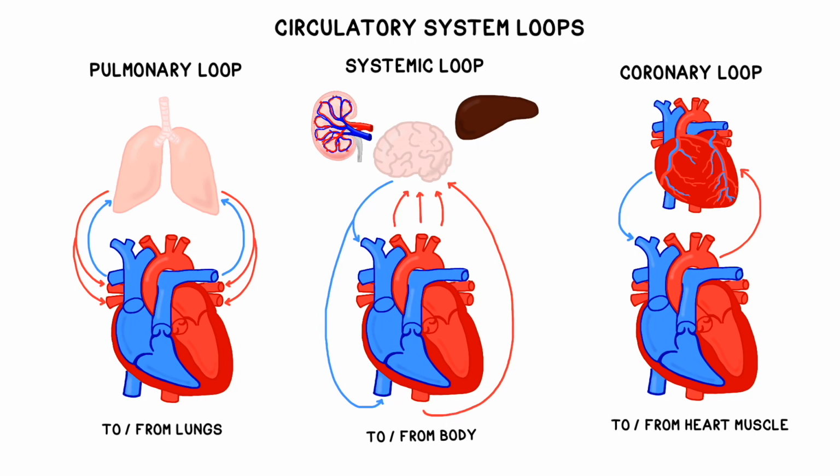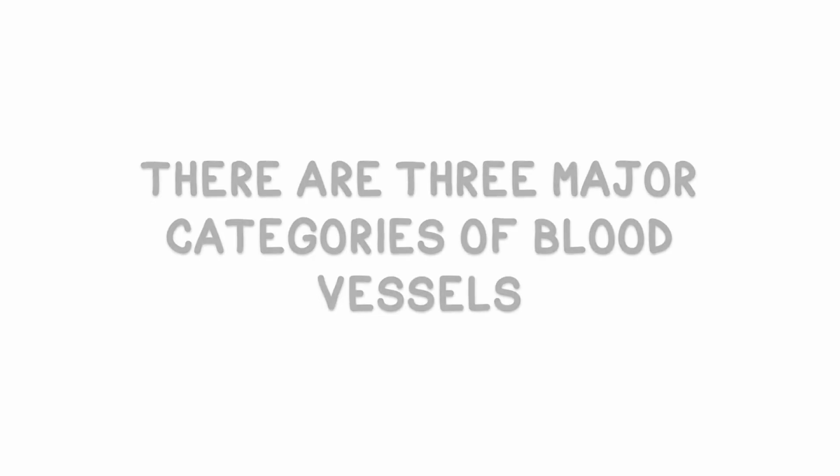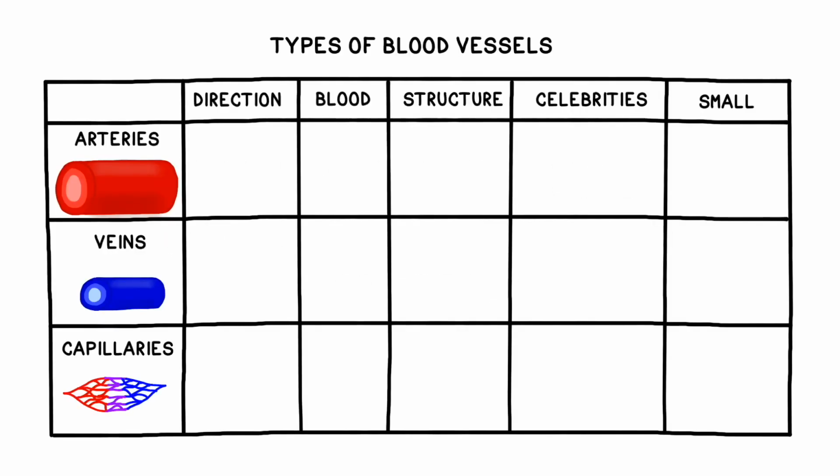There are three major types of blood vessels that the circulatory system uses to deliver blood to the tissues of the body: arteries, veins, and capillaries. Arteries carry blood away from the heart. This is their defining characteristic. Usually, this means they carry oxygenated blood. We'll cover the exception later on in this video.